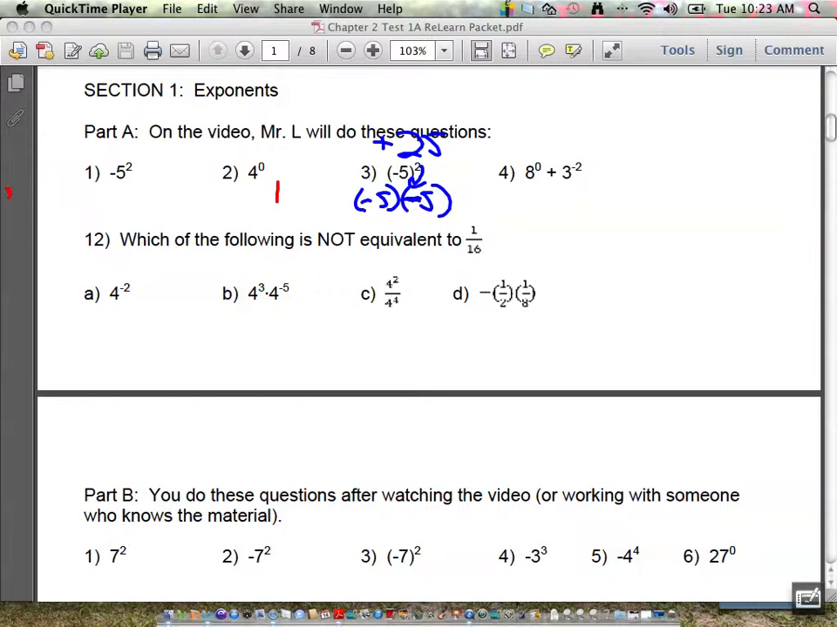Yes? We'll give you the Relearn packet. You can start following along. I don't know if you'll need it or not. I have to grade your test.